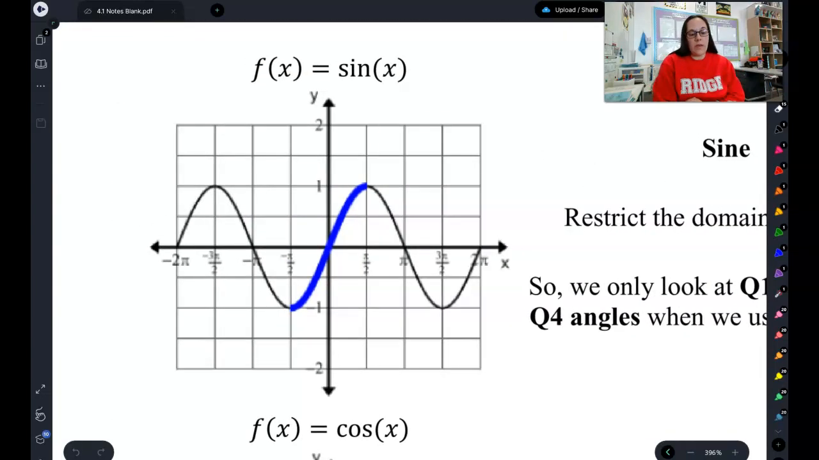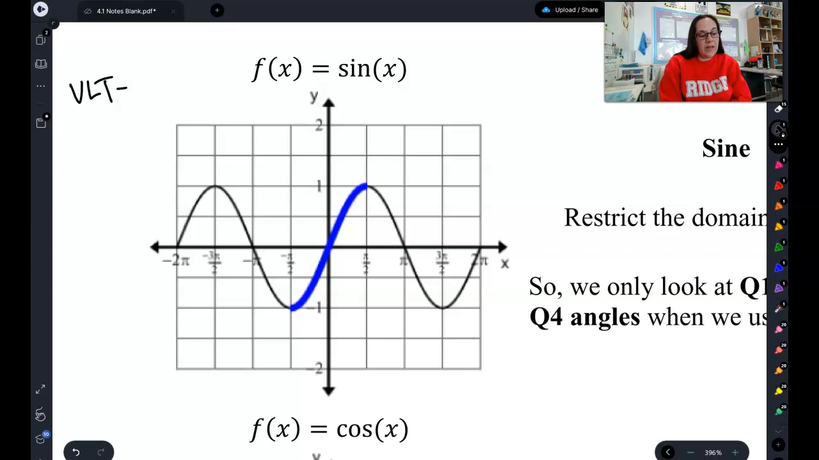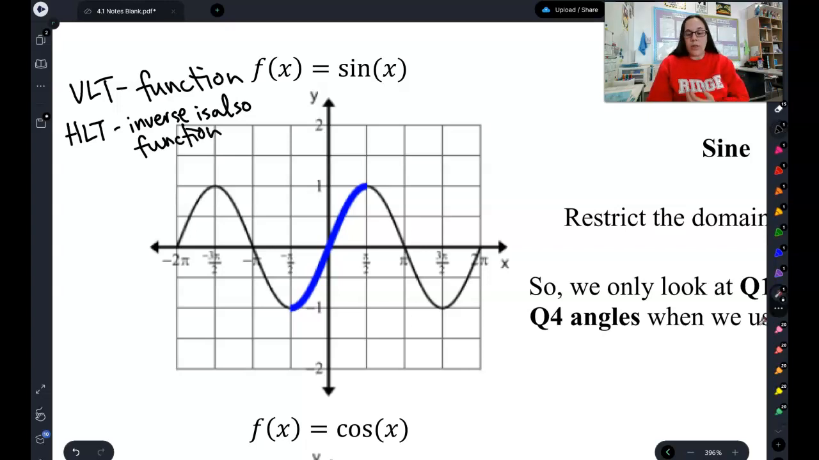Now, one thing that you may remember from 1050 is if a graph passes the vertical line test, then we say it is a function. If it passes the horizontal line test, then its inverse is also a function. So if we look at a sine wave, it passes the vertical line test. Any vertical line I draw only crosses the graph once. However, it does not pass the horizontal line test. And the horizontal line test actually crosses lots of times, which means its inverse is not a function.